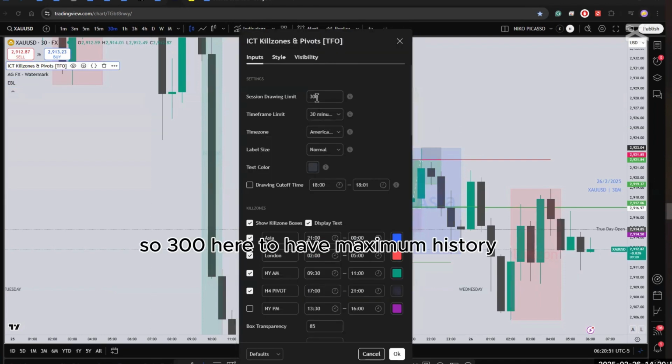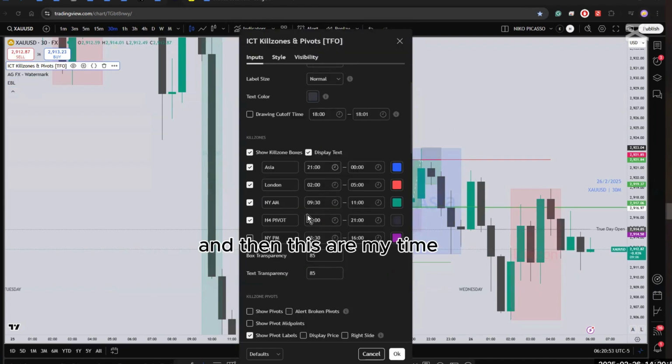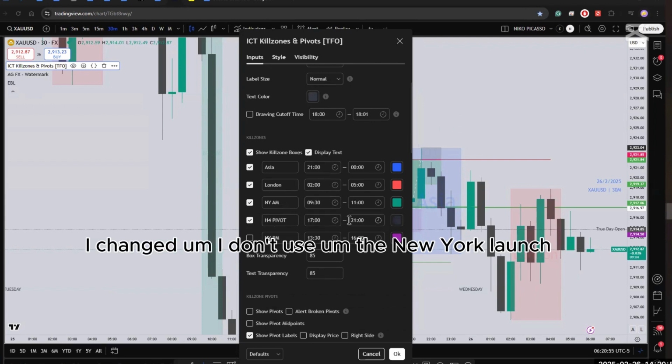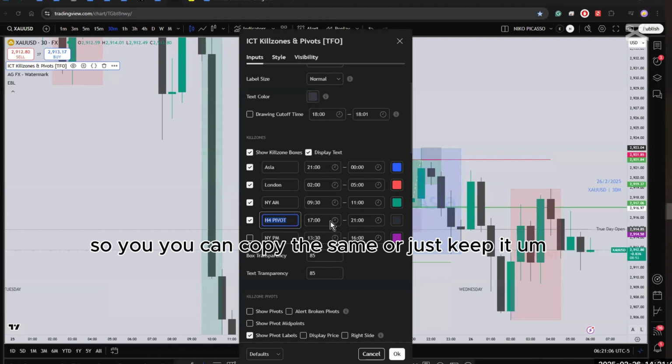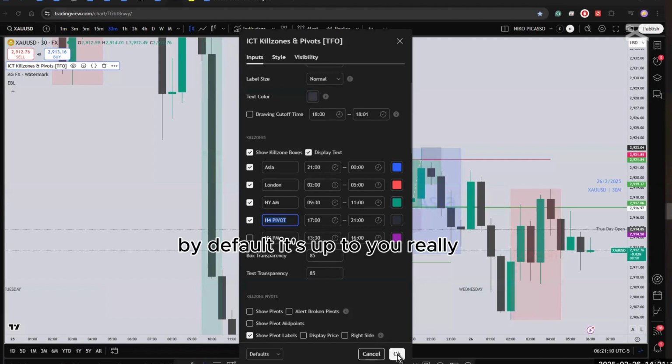So 300 here to have maximum history, and then these are my times. I changed them. I don't use the New York lunch. I just changed it to identify a period of time during the Asian session on the market. So you can copy the same or just keep it by default. It's up to you, really.